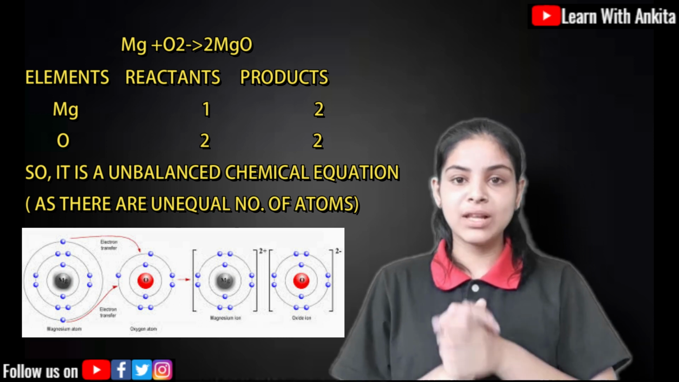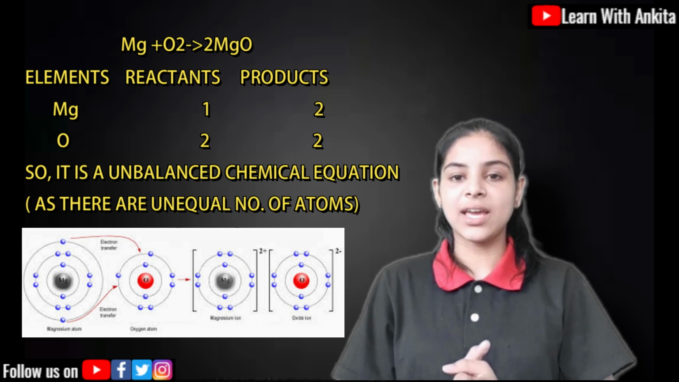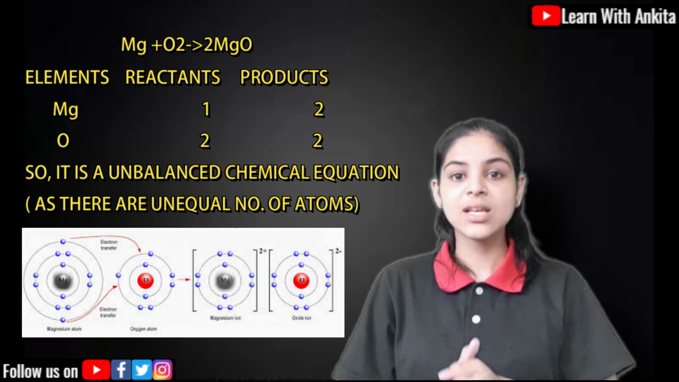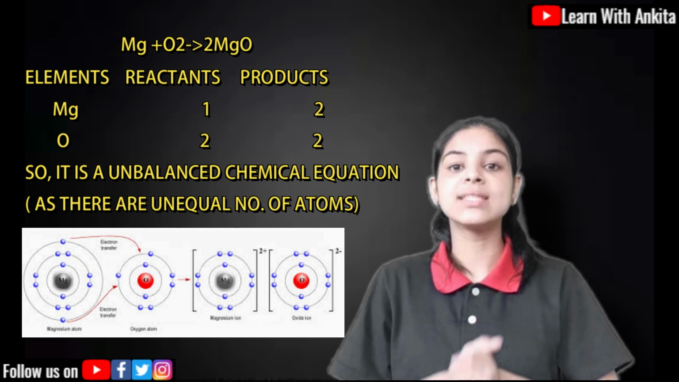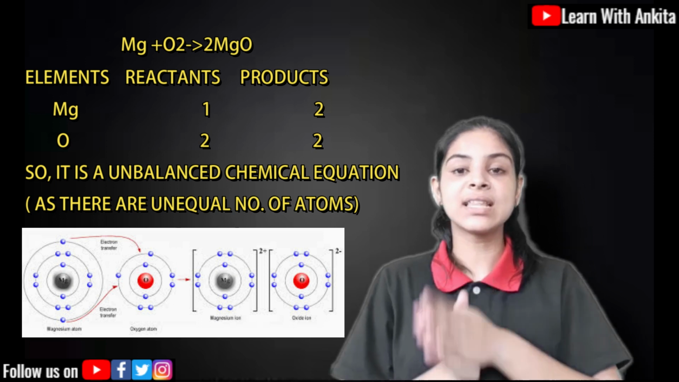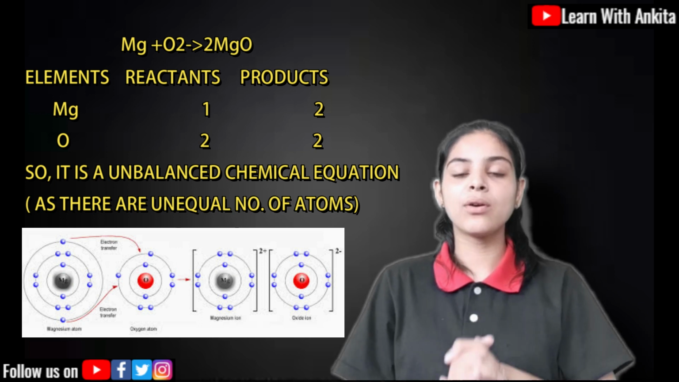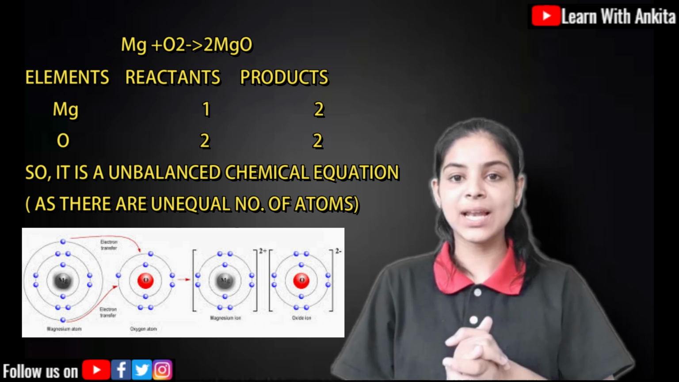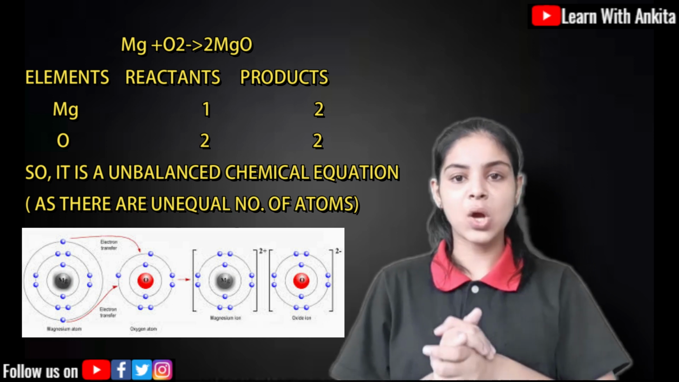First of all, we'll make a table. Again we'll draw 2 lines and divide it into 3 columns. The first column will be of the elements. The second one will be of the left hand side or the reactants. The third one will be of the right hand side or the products. Which elements are there in this question? Magnesium and oxygen.